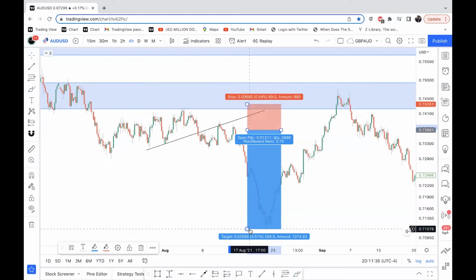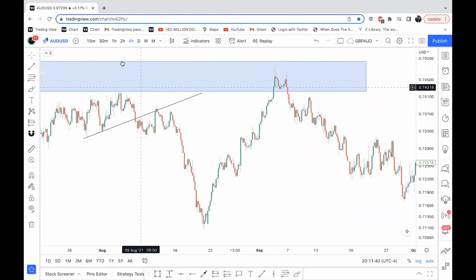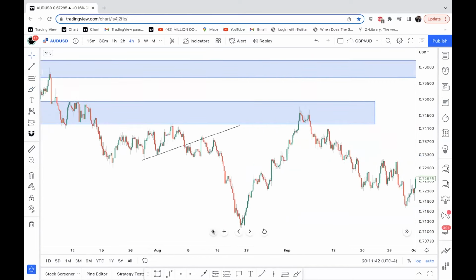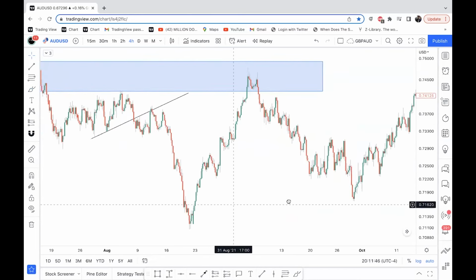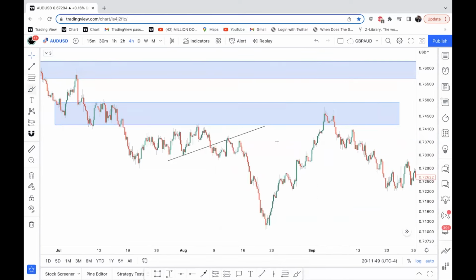Right there, price dropped over 250 pips. After that, price did have a bigger correction, but I'm still keeping in mind overall structure. So all price did was come right back, retest the same area, the same level of structure, form pretty much like a slight double top, and just sold off.